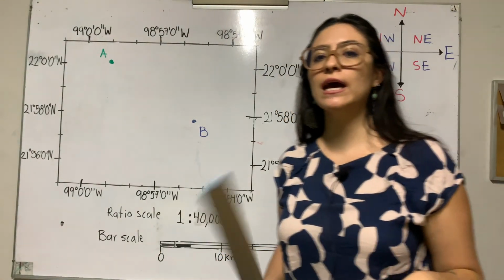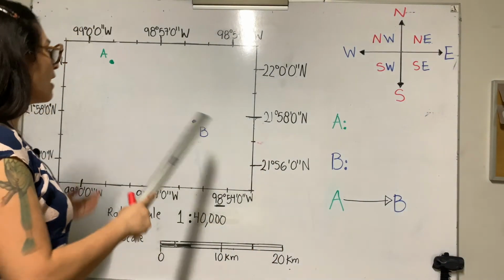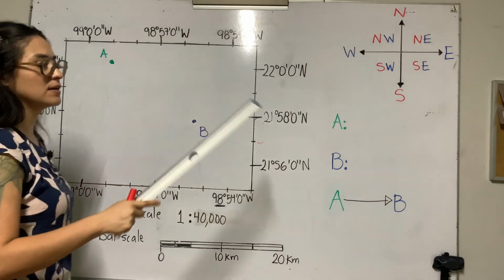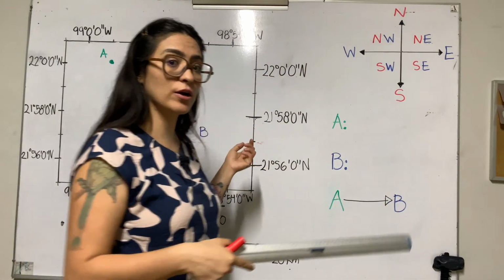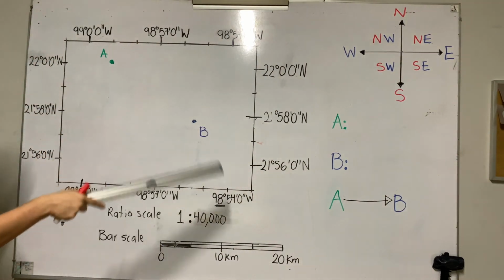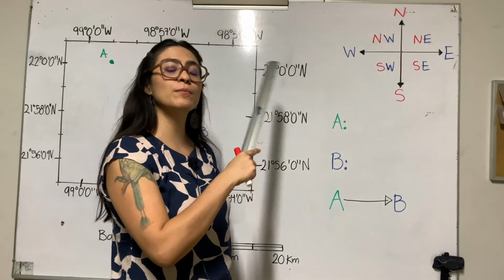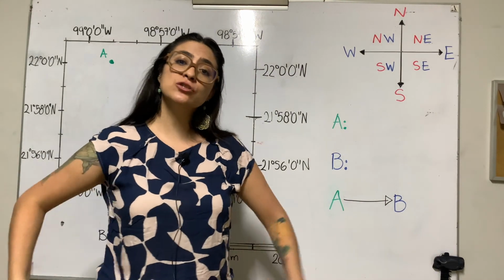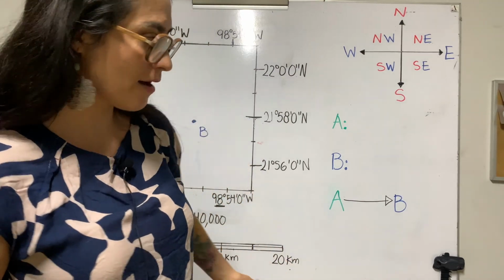So the first thing that we have to do to see where we are, to find the coordinates of 2 points, we are going to use this example, point A and point B. We need to look for the information that we have in order to obtain the information that we don't have.